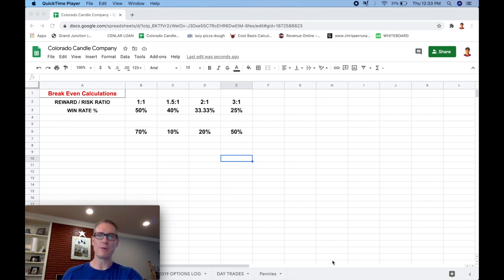Okay, so what I have up here is a spreadsheet with break-even calculations. Now, what you need to know about this is these are your reward to risk ratios: 1-to-1, 1.5-to-1, 2-to-1, and 3-to-1. Now, these can be whatever you want. They could be 4-to-1, 5-to-1, anything. I just picked four common ones and put them up here.